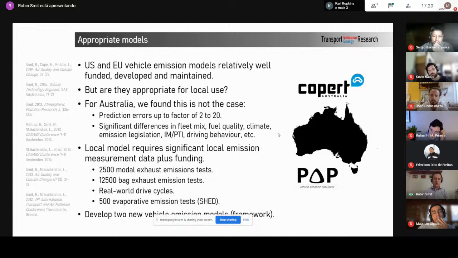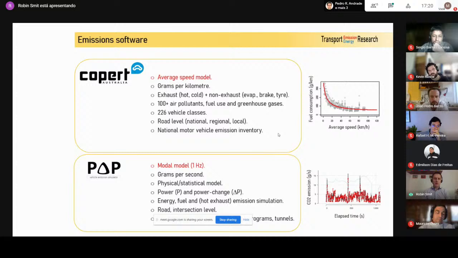And to quickly unpack that a bit more, Copert, I think most of you would be aware of, is an average speed model. You can see on the right, the red line, it's basically a grams per kilometer functionality, but it does estimate a whole range of emission types, and typically a large range of air pollutants, and for a wide range of vehicle classes. It's normally applied at road level, or you can use it to develop national motor vehicle emission inventories.